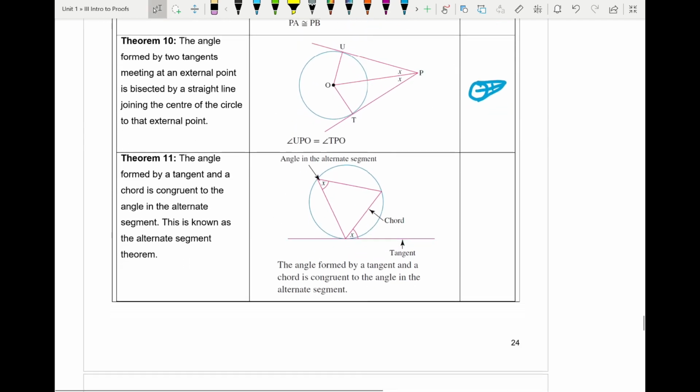Okay, theorem 11. The angle in the alternate segment that is formed by a tangent are both equal. So we can see this angle up here is equal to the angle down here. The symbol for that is just a circle with a tangent and then a triangle being drawn at that point, and we just label the two angles that are the same.